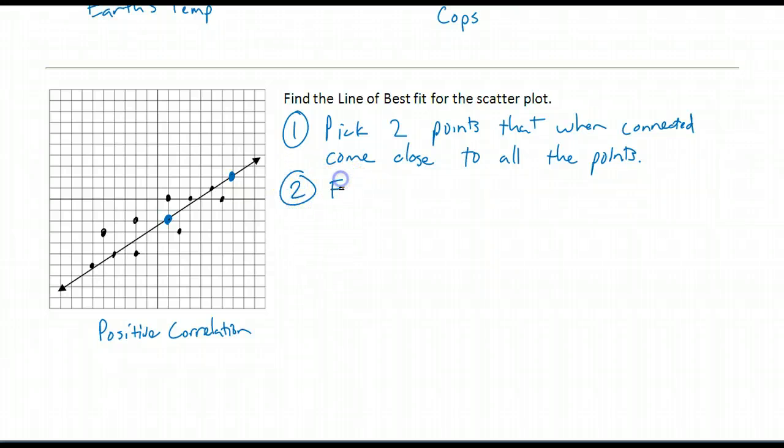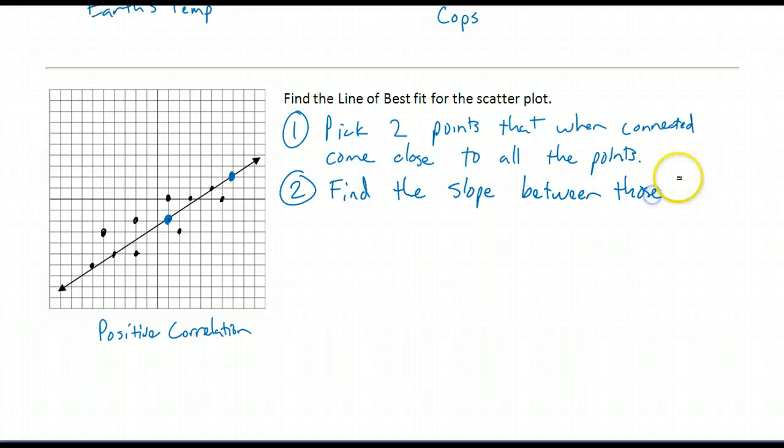Step 2. Find the slope between those 2 points. And usually we write slope as a fraction. When we're working with scatter plots, when we're trying to find the line of best fit, round your answer to 3 decimal places.